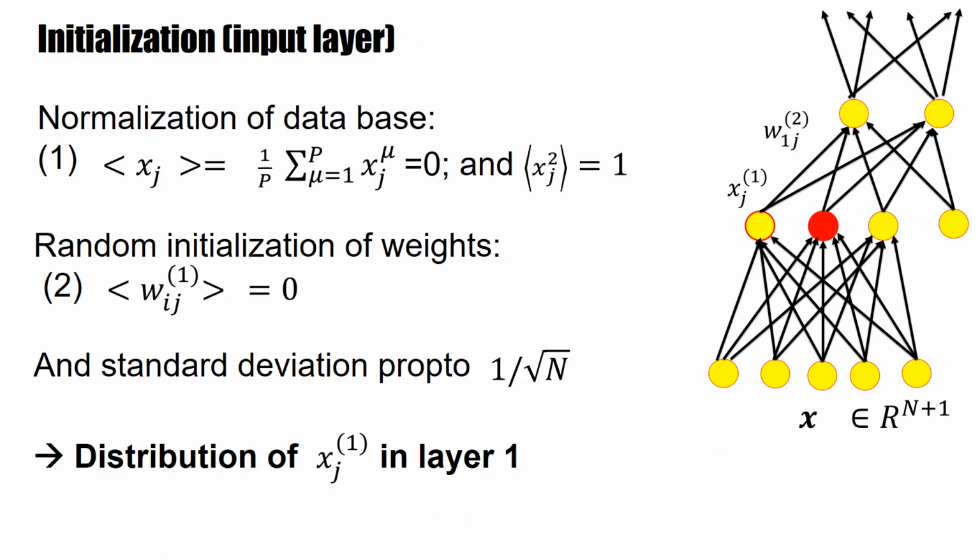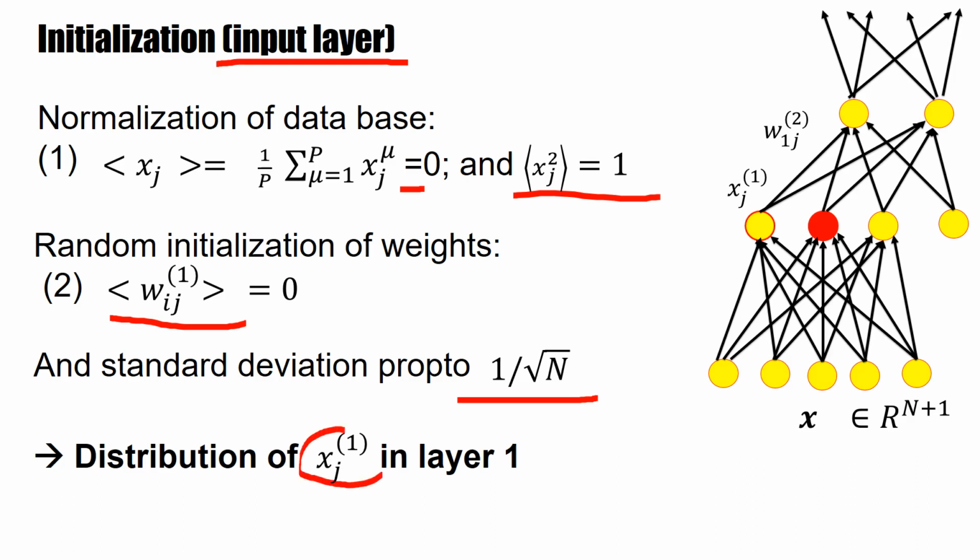So let us summarize this little calculation for the input layer. We assume that the database is normalized to mean 0 and variance 1 for each input unit j. We work with weights that are initialized with mean 0 and with a standard deviation 1 over square root of n, or 2 over square root of n, or 3 over square root of n, not 100 over square root of n. 1 or 2 or 3 are good numbers. And this gives a reasonable distribution of the activations in layer 1 and therefore also of the outputs x_j in layer 1.